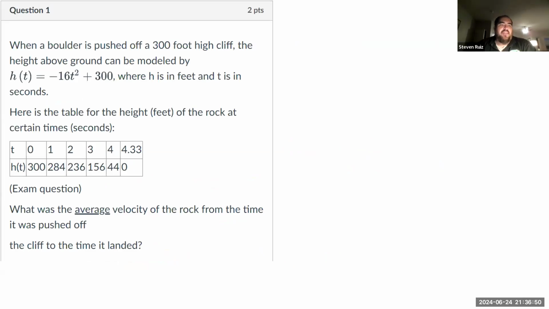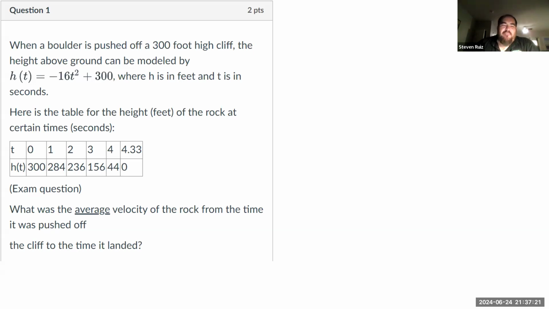All right, so we have this function here that describes a boulder being pushed off a cliff. T stands for the time since pushing the boulder, in seconds. H stands for the height above the ground of the boulder, in feet. And we have a table that gives us a few height values for time. So I want the average velocity of the rock from the time it was pushed off to the time it landed.